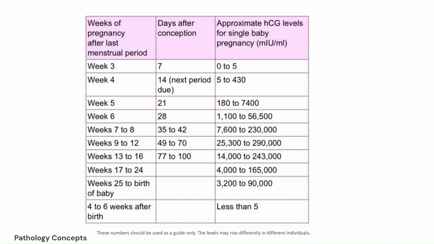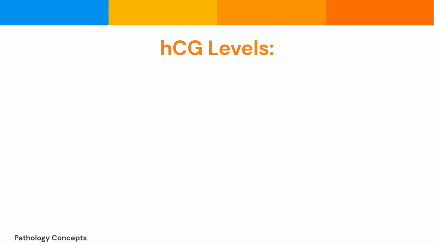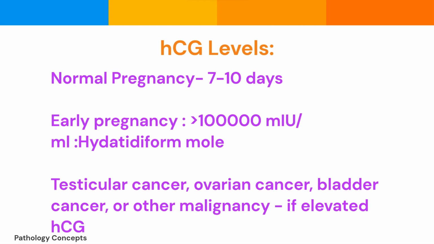This table shows the approximate hCG levels for a single intrauterine pregnancy according to weeks of gestation. Beta-hCG rises up to 12 weeks of pregnancy. After that, it starts to decline. This number should be used as a guide only. The levels may rise differently in different individuals. In normal pregnancy, hCG can be detected as early as 7 to 10 days after conception.